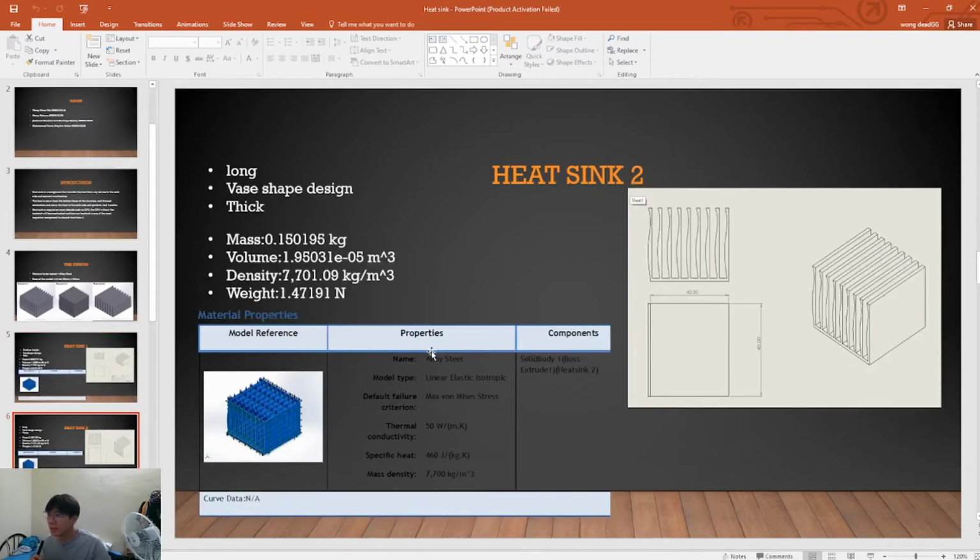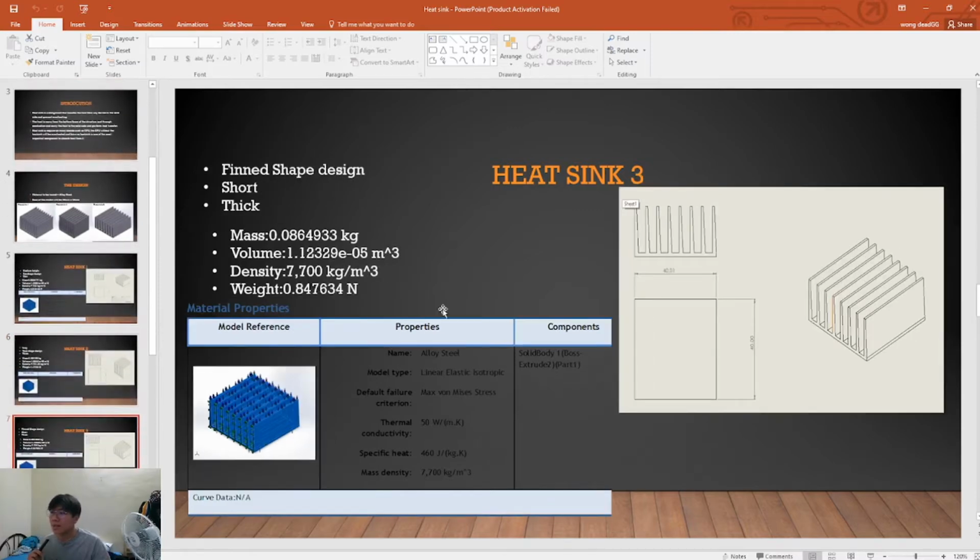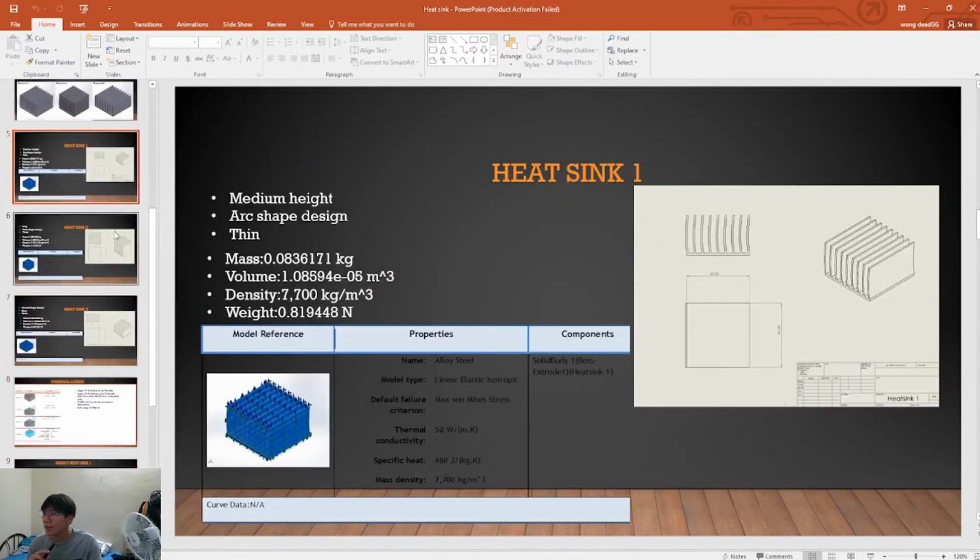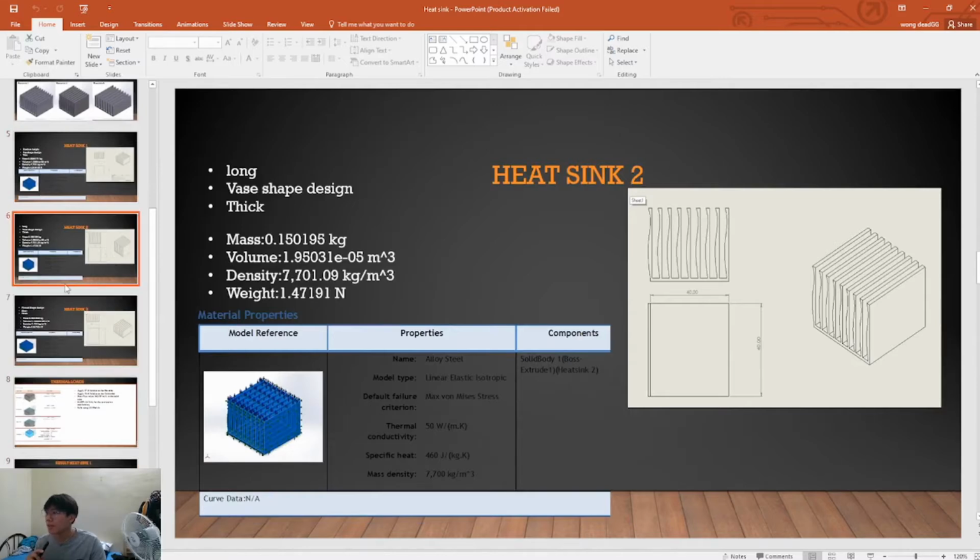So this is heatsink number 2. It has the weight of 1.47191 Newton. So this is the heaviest among all the heatsinks. It has a really long shape, like a vase-shaped design, and it's really thick. So the third one is heatsink number 3. This one is like a fan-shaped design, and it's short and thick. It has the weight of 0.847 Newton. So this is not the heaviest. So the heaviest is heatsink number 2.